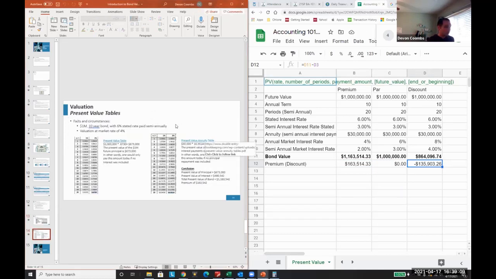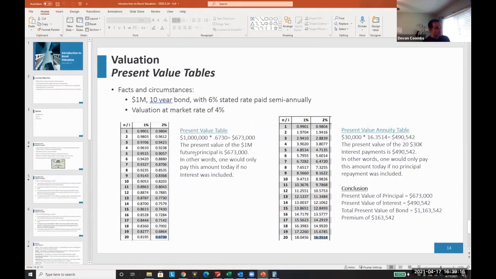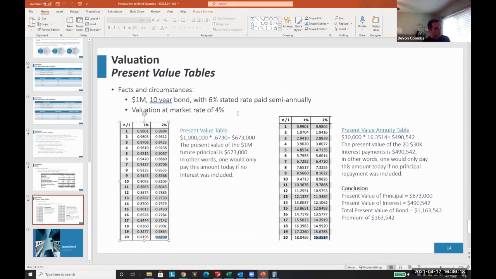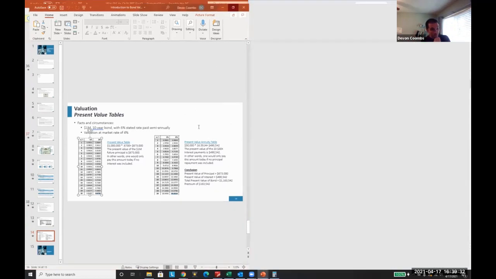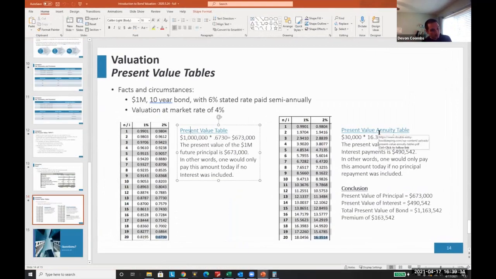There's a way to do this with present value tables too, which I have here. I'm going to go through it quickly just because you'll hear about it in the future. But the present value tables, we have two cash flows. We have the present value of a future amount. That's what we're saying here. Right? We're saying we're going to receive $1 million after 20 periods or 10 years. And we get the $30,000 of interest semi-annually. We have to value those separately. So you're going to use two different types of table, a present value table and a present value of an annuity table.